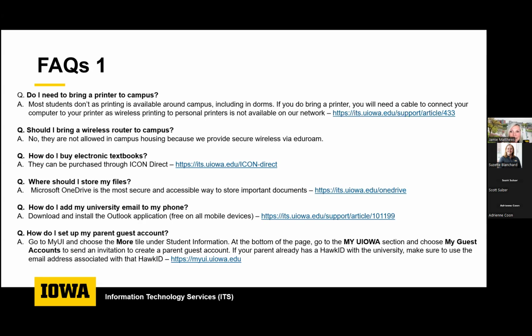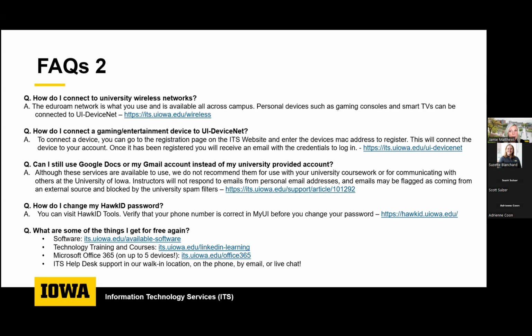Okay, I like to leave these FAQ screens up just a little longer, just so you can look at these questions. And again, we want you to download this presentation so you have all of these links. So let's go to another screen of FAQs. How do I connect to University Wireless? Again, do not use UI Guest. Don't use the Guest Wireless. Connect to Eduroam. It means education roaming. It's for students with Hawk IDs.